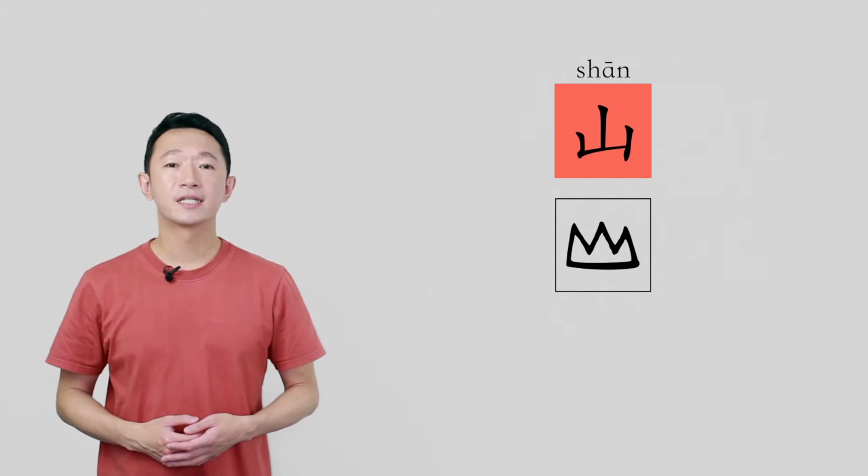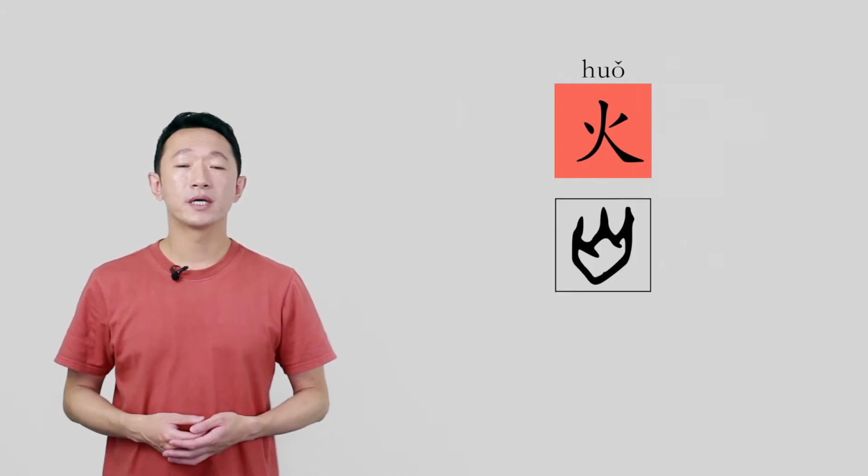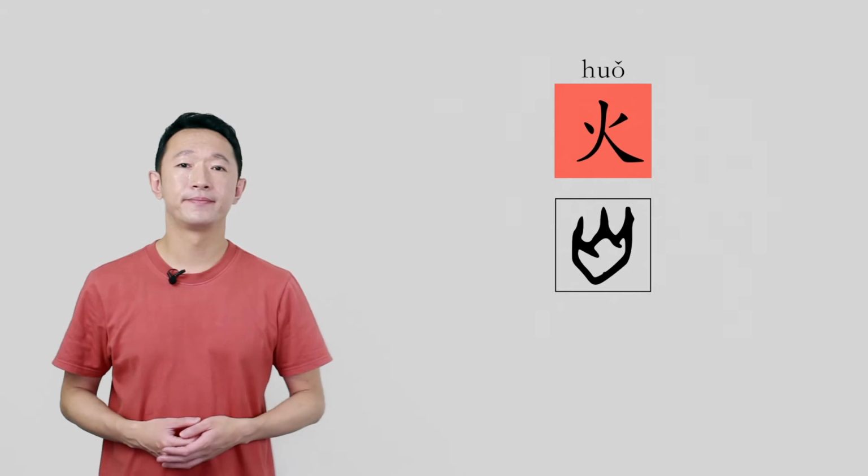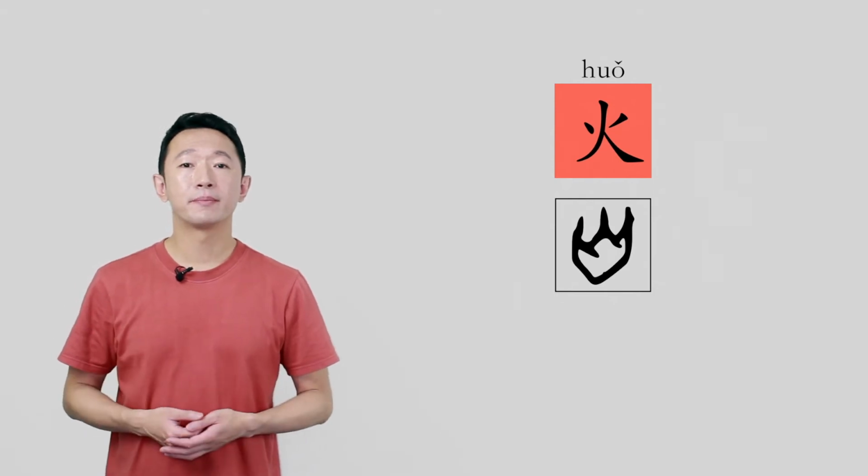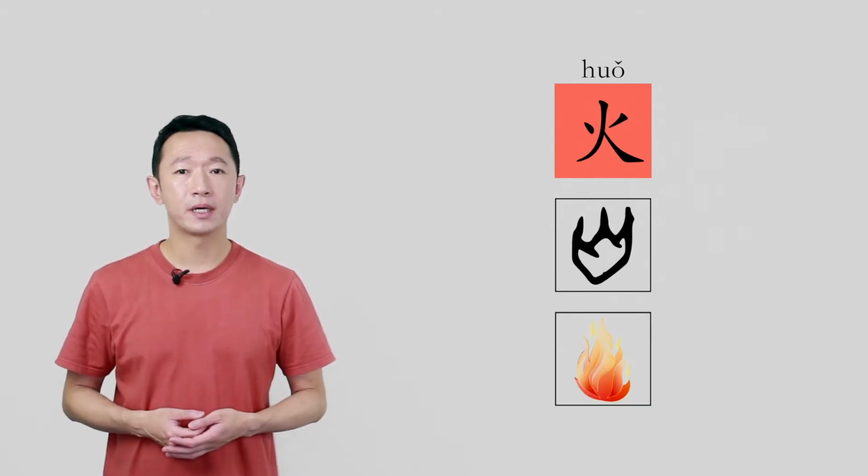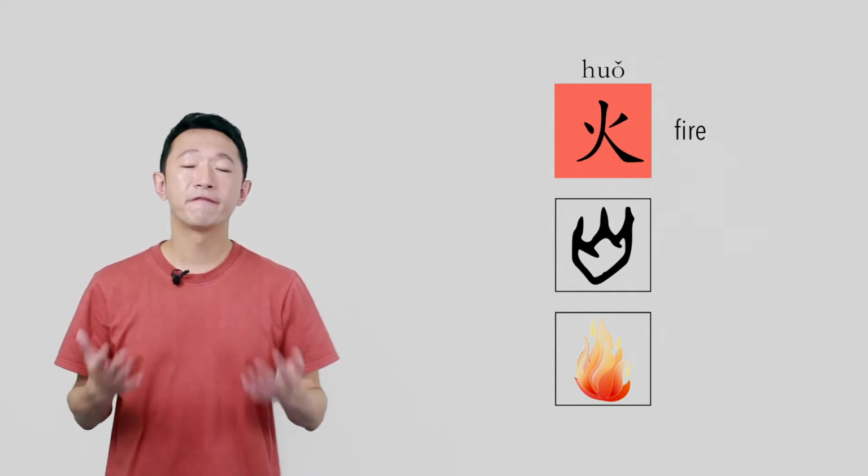This character is 山. This is the Asian form of 山. It looks like the rough shape of a mountain. So the meaning of 山 is mountain or hill. This character is 火. 火 was originally written like this. It was made by drawing the shape of a flame to indicate the meaning of fire.